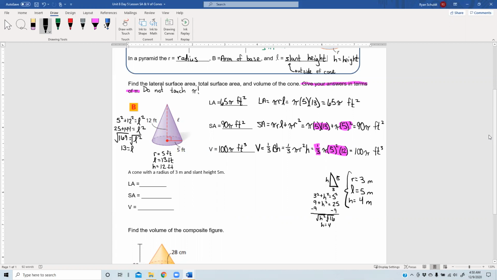So here's everything we need to use to find the areas and the volume. So let's do it. So lateral area. We need pi R L. It's going to be pi, R is 3 times L is 5. We're not touching pi, so we just do 3 times 5, which gives us 15 pi meters squared.